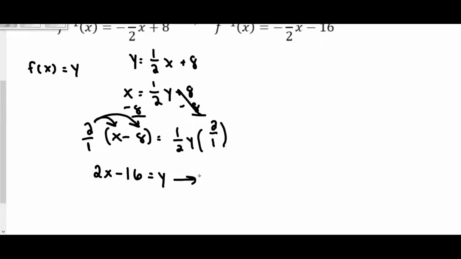A more technical way to write this is f of negative 1 of x. This is inverse notation. It might come up on a multiple choice question. So that's pretty much it.